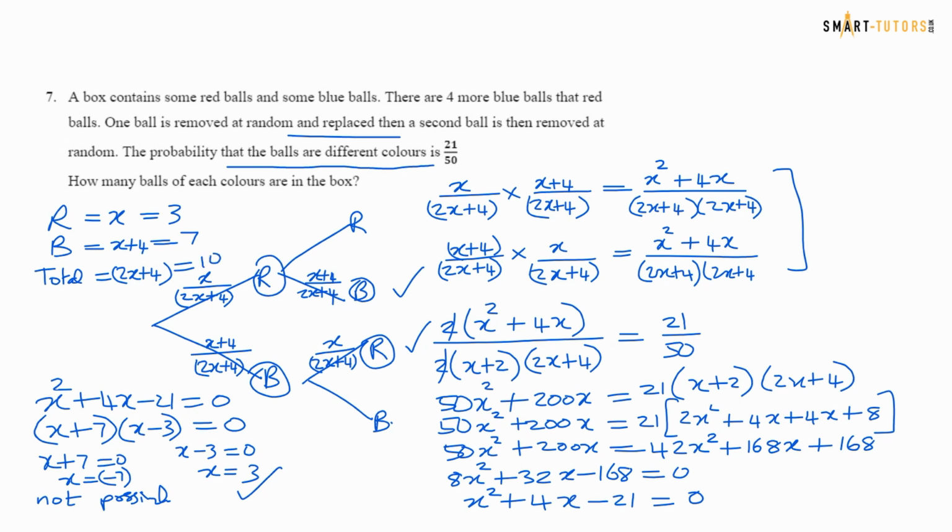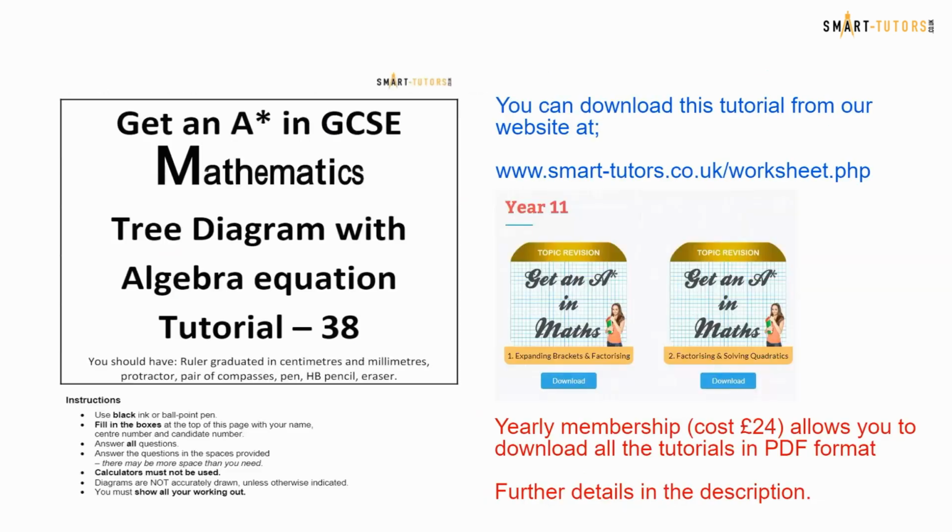So now what they're asking, how many balls of each color are in the box. So you need to say red is 3 counters or balls, and the blue is 7 balls. Right, so these are the two answers for the question. That is the end of the tutorial.